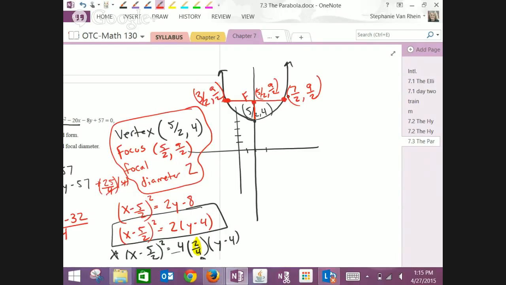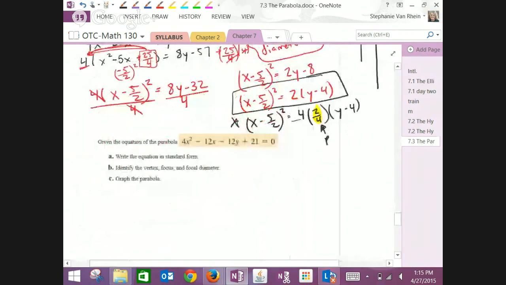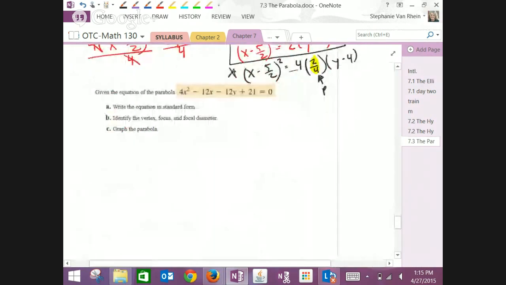Well, you guys work on the next one. It's along the same lines. You're going to have to deal with fractions. First thing you need to do is complete the square. Get it in the general form. So the coefficient in front of the x and the coefficient in front of the y should be 1.